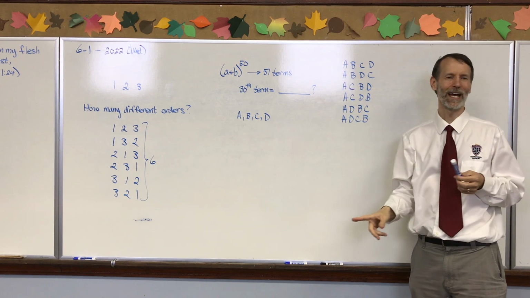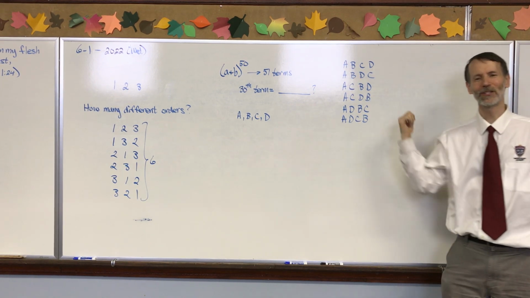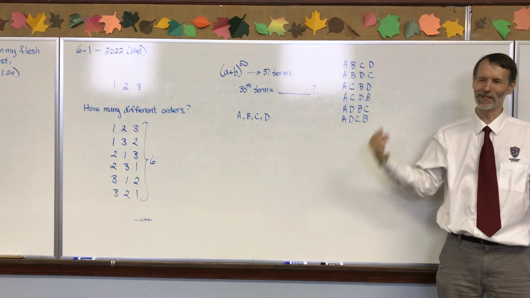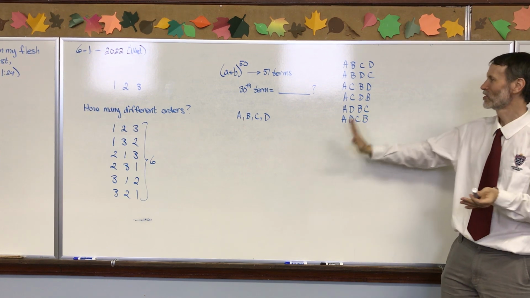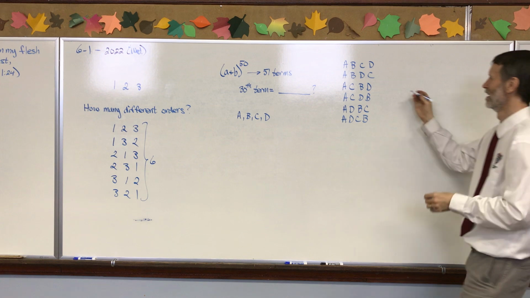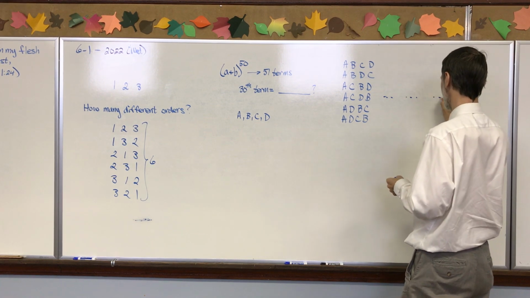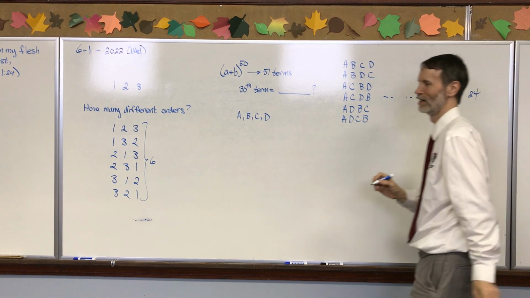Six of them are starting with A, and then we ran out. Guess how many start with B? 6. Guess how many start with C? Exactly. 6, 6, 6, 6, and then 24.